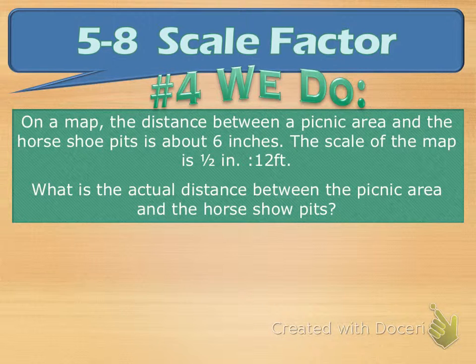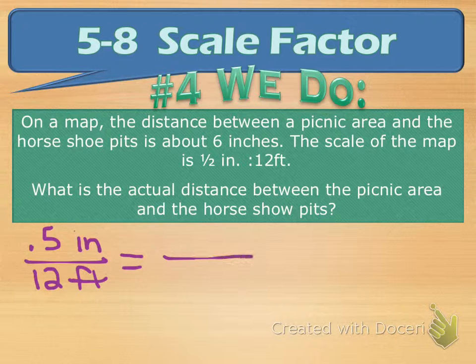Let's try another one. Number 4 here. On a map, the distance between a picnic area and the horseshoe pits is about 6 inches. The scale of the map is 1/2 inch to 12 feet. So again, let's put our 1/2 inch to 12 feet. And that's going to equal, again, remember, inches on top, feet on the bottom. Got to stay with the same. Okay, we know that it's 6 inches, so we're going to put 6 inches at the top, and our x is what we need to find.